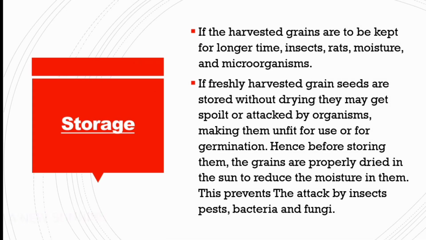Next comes storage. If the harvested grains are to be kept for a longer time, insects, rats, moisture, and microorganisms may affect them. If freshly harvested grain seeds are stored without drying, they may get spoiled or attacked by organisms, making them unfit for use or for germination. Hence, before storing them, the grains are properly dried in the sun to reduce the moisture in them. This prevents the attack by insects, pests, bacteria, and fungi.